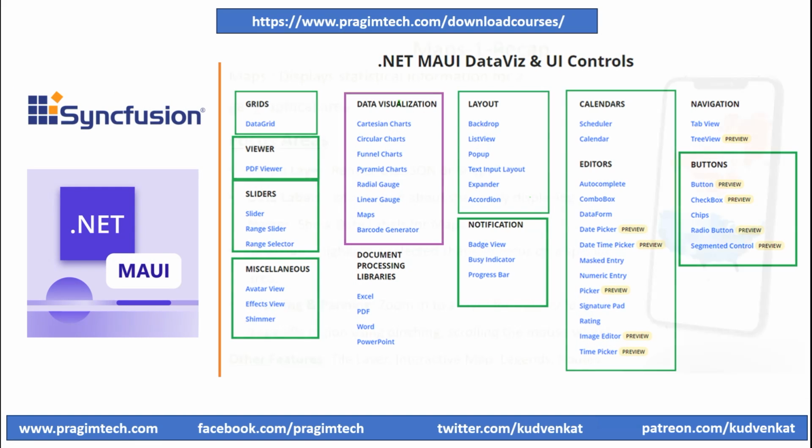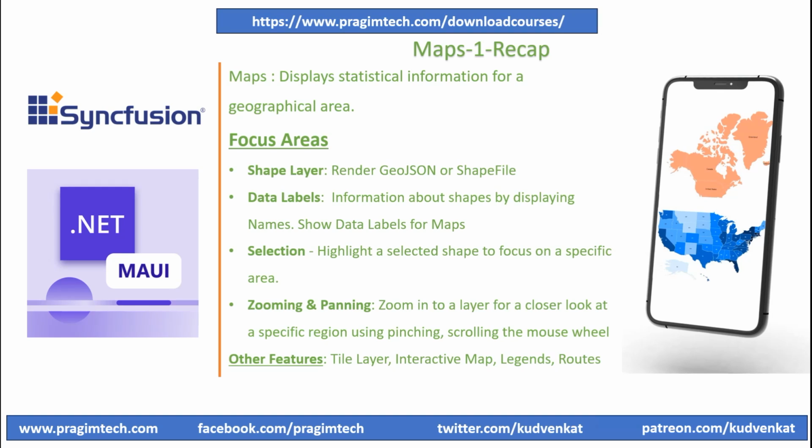In the previous session, we discussed the features of the Syncfusion maps control and explored the shape layer, data label, zooming, panning, and selection features of this control. Please review the previous session before proceeding.